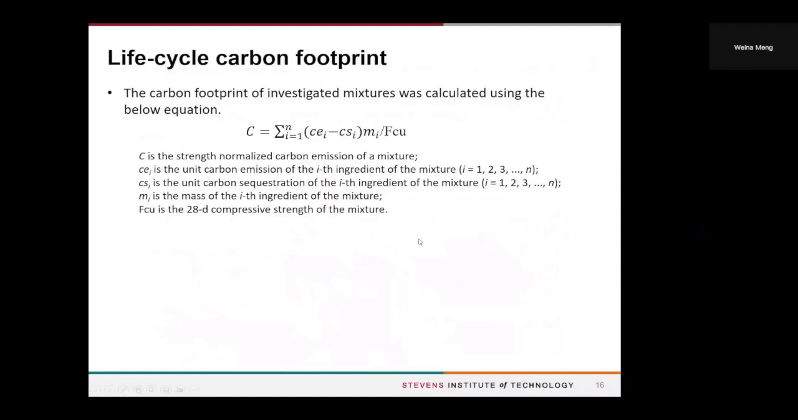So what we did is we calculated the strength normalized carbon emission, and C represents that. CE here represents the unit carbon emission of an ingredient, and CS represents the unit carbon sequestration of an ingredient. M is the mass of an ingredient, and FCU represents the 28 days compressive strength.